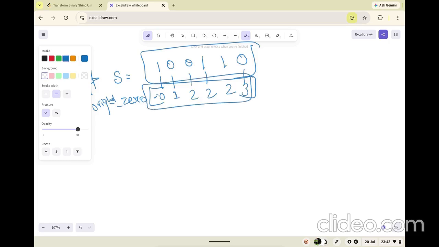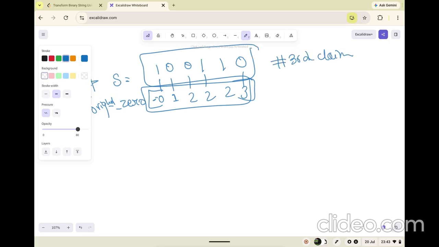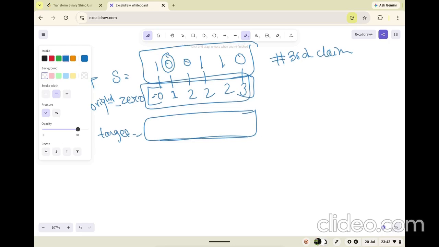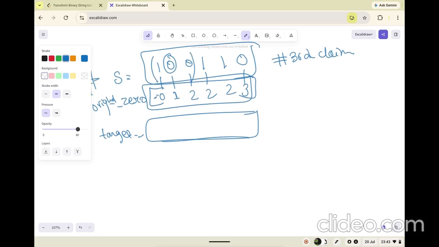Now my third claim comes into the picture. What is my third claim? Let's say you had a target string as well, right? I'm not taking that string as of now. I will take an example so that it is clear to you. My third claim is, let's say I had a 0 at this place, and I had two zeros at this place, but in the original string, let's say it had 0 0 at this place only. The target string which we formed, right?